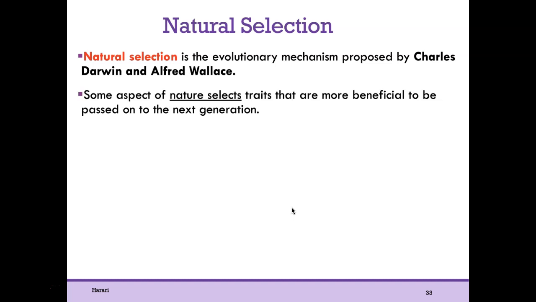They both came up with this idea at the same time, but only Darwin is really well known for this. And natural selection says that some aspect of nature, right, natural, selects, selection. So some aspect of nature selects traits that are more beneficial to be passed on to the next generation. So it's actually nature that selects which modifications are really beneficial to the organism. So natural selection explains how nature sets the stage for what's allowable, right?